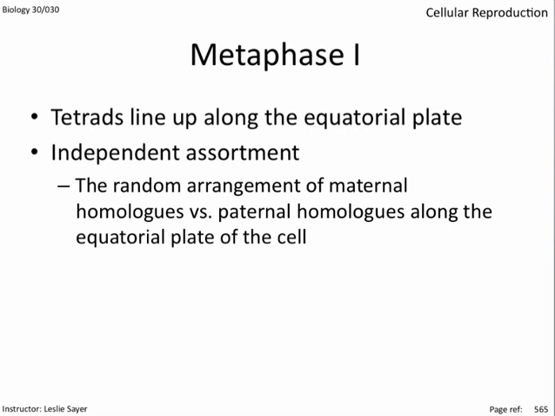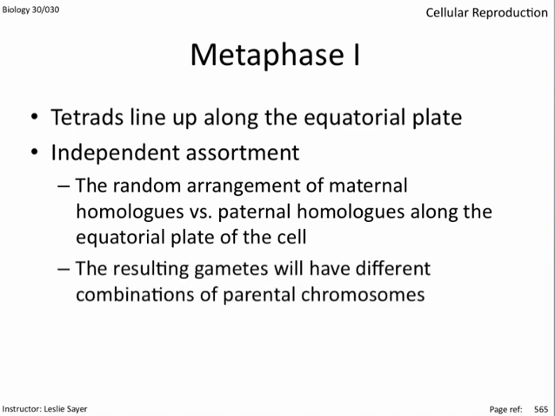Of the 23 chromosomes facing one pole, some will be maternal, some will be paternal. It's called independent assortment because the arrangement of one homologous pair is independent of any of the other homologous pairs. The resulting gametes will have different combinations of parental chromosomes. There are 2 to the power n combinations, where n is the haploid number. So 2 to the 23 is 8.3 million.